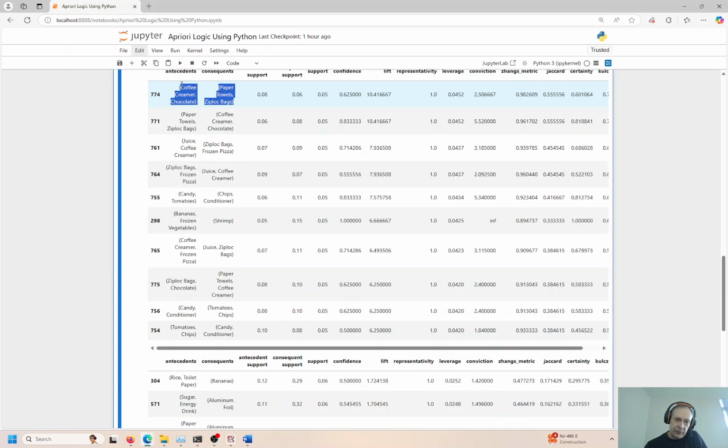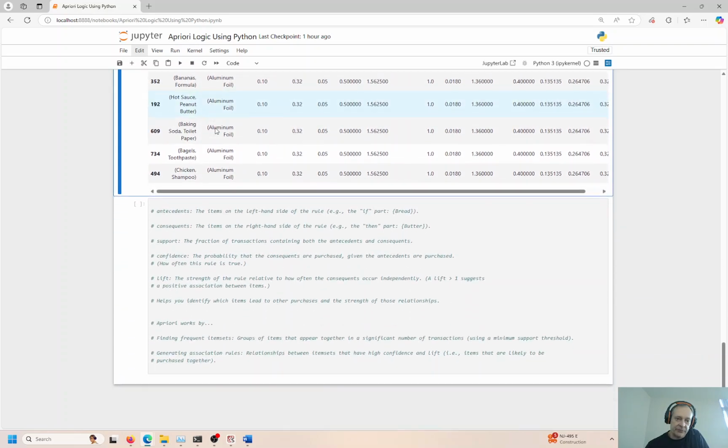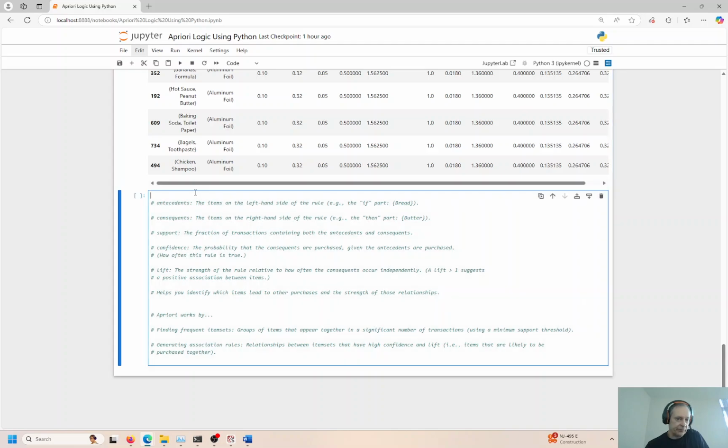So when we reorder our supplies of coffee creamer, right, and our supply chain guys gotta get that out the door and get that over to our grocery store, we should also be ordering paper towels and Ziploc bags because we can assume, based on the a priori methodology here, when these guys are bought together right here, these guys also will be bought together, right? So we have to reorder our supplies when we get enough sales over a certain threshold, right?